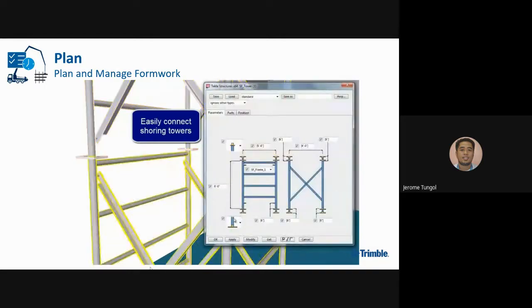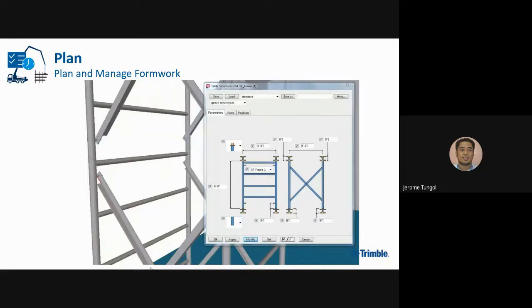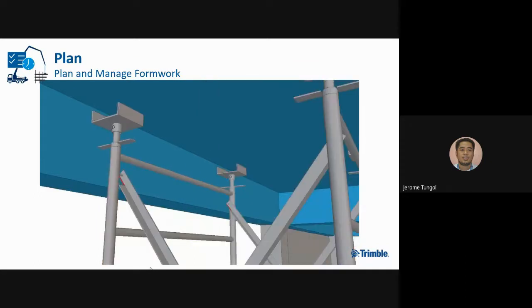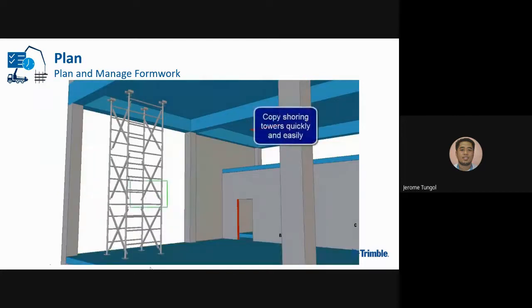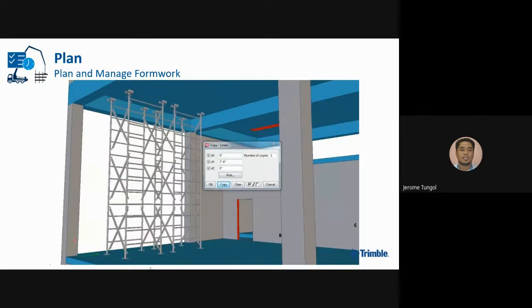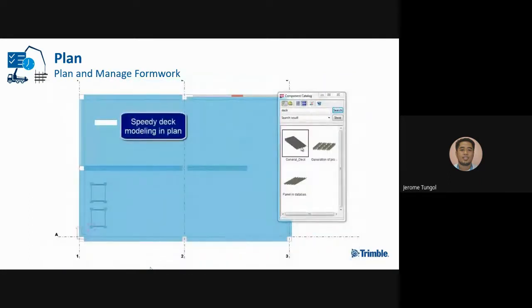So just simply double click the shoring and then the properties will be shown. And then you can change the connection to use it properly. And then copying shoring towers quickly and easily by using again our copying tools.